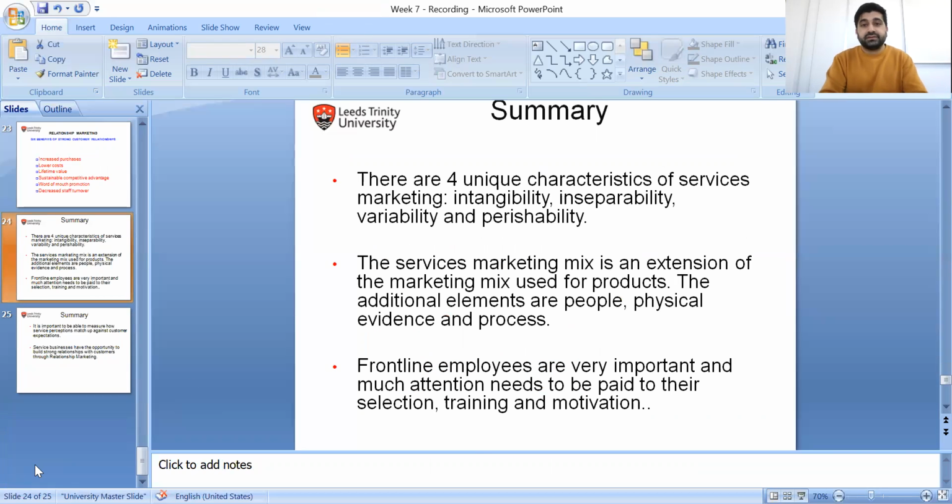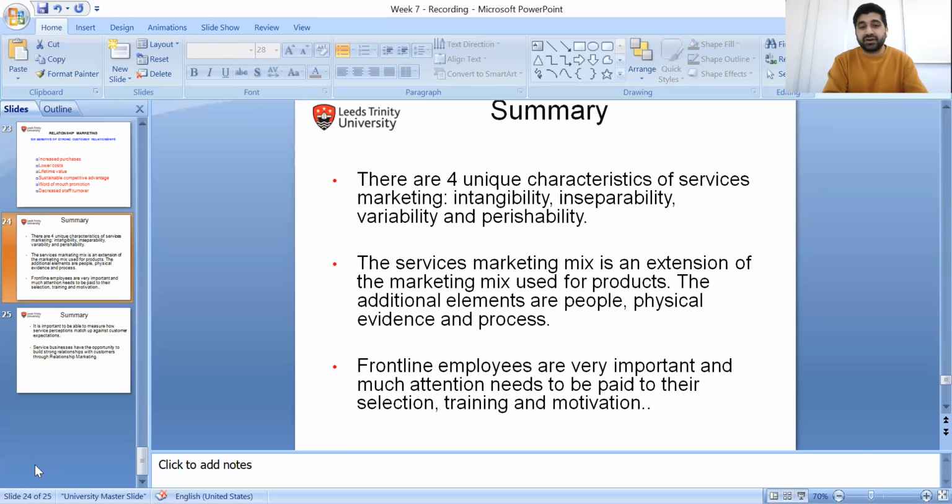Right. The summary of this chapter is what we discussed today. There are four unique characteristics of services marketing. As we discussed, intangibility, inseparability, variability, and perishability. We also discussed the services marketing mix, the extension of the marketing mix. Those were three additional P's we discussed: people, physical evidence, and the process.